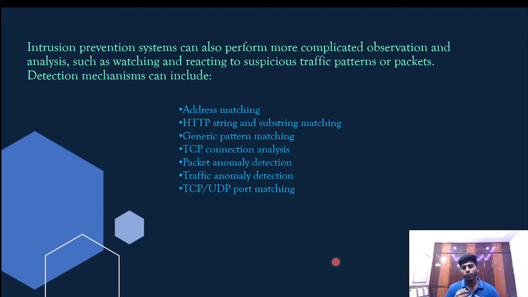Intrusion detection or prevention mechanisms can include the following methods: address matching. For example, if the threat is already known from previous attacks, and the address matches the present attack, the address matching will easily identify the threat, and the prevention system can handle this malicious activity very easily.